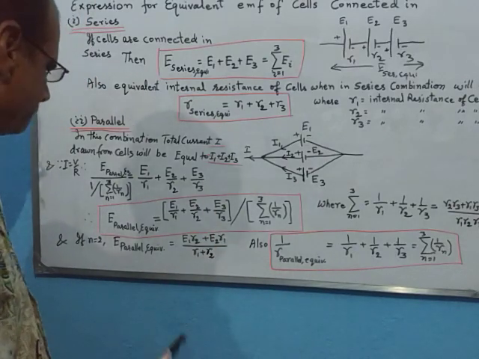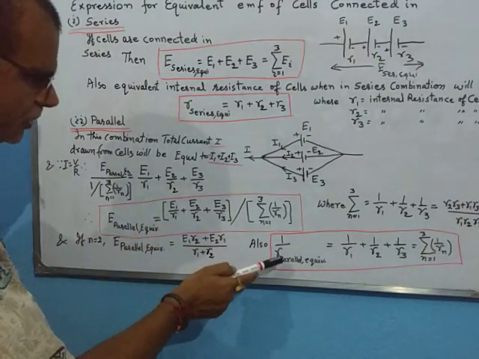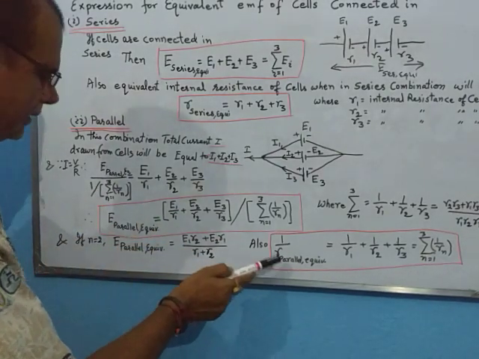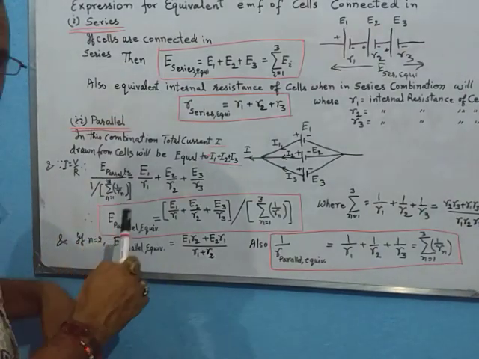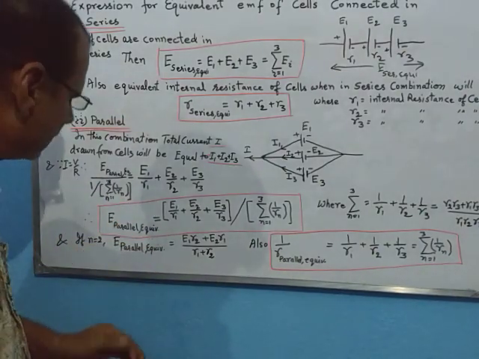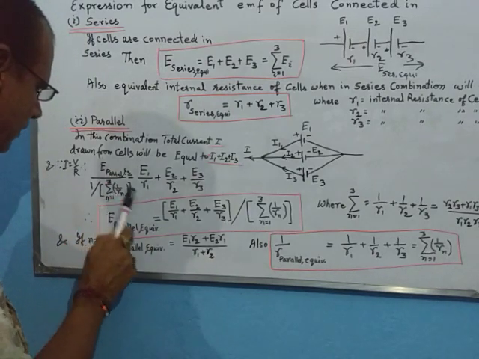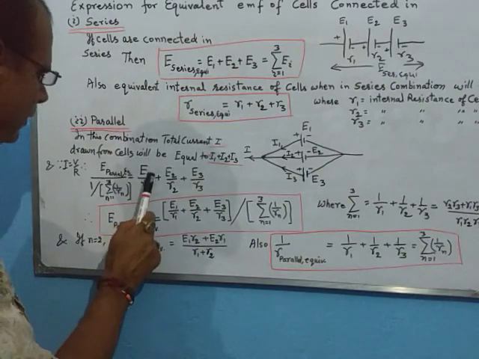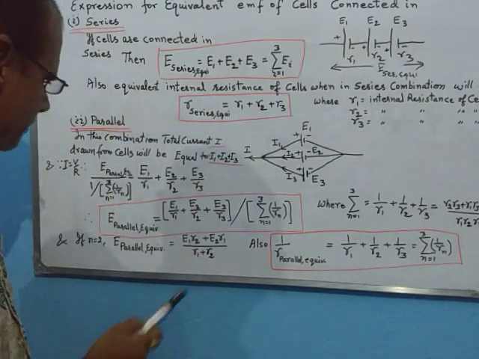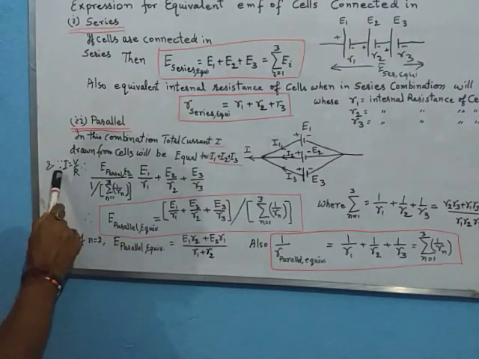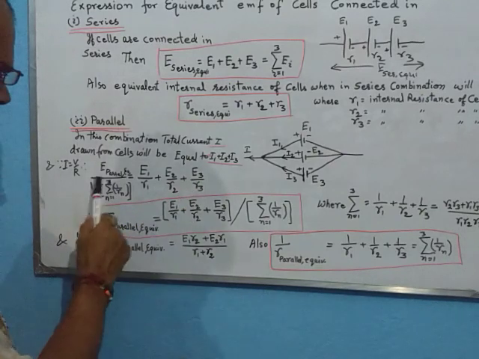So we are reciprocating the reciprocal of the equivalent internal resistance: 1 upon 1 by Rn is equivalent to Rn. Therefore we write E upon 1 upon summation of 1 by Rn equal to E1 by R1 plus E2 by R2 plus E3 by R3, because you have to use the formula I is equal to V by R. And therefore we have this expression.